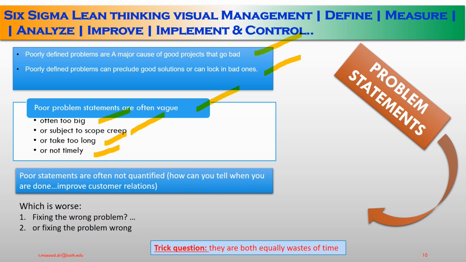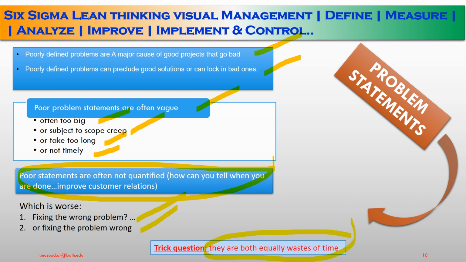Poor statements are often not quantified. How can you tell when you are done with "improve customer relations"? That is important. Then, which is the worst: fixing the wrong problem, or fixing the problem wrongly? If we think about it, they are both equally a waste of time. And you know, time is money. So we need to understand whether we are fixing the wrong problem or fixing the problem wrongly. Okay, in my next slide, I'm going to further narrate the problem statement.